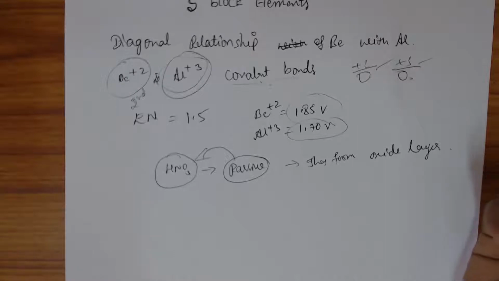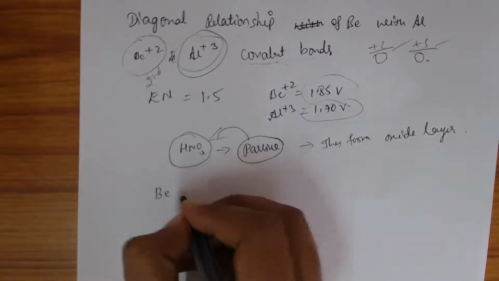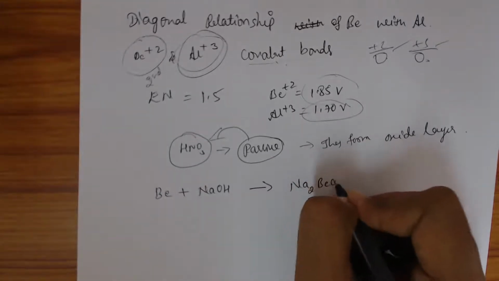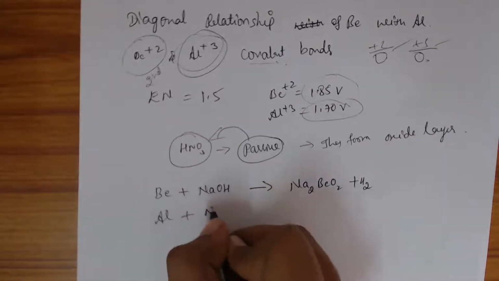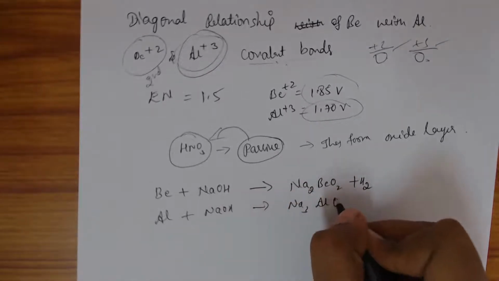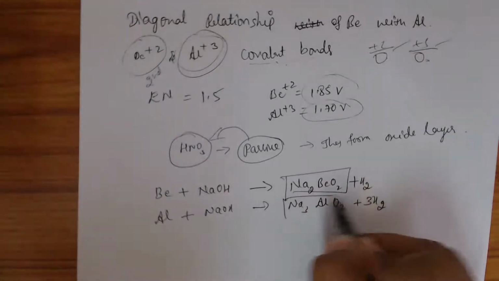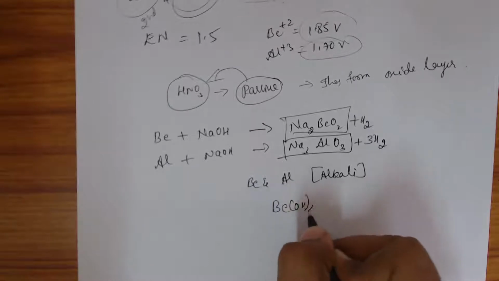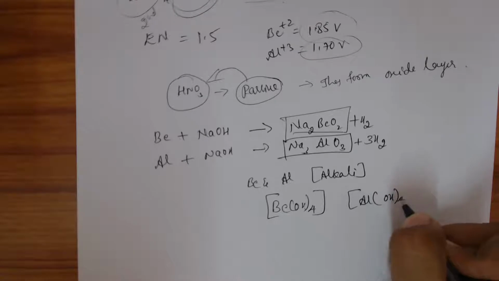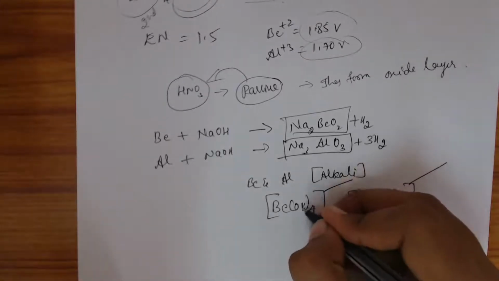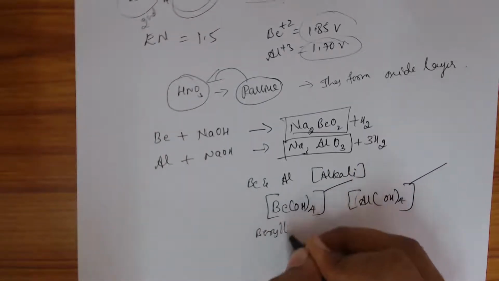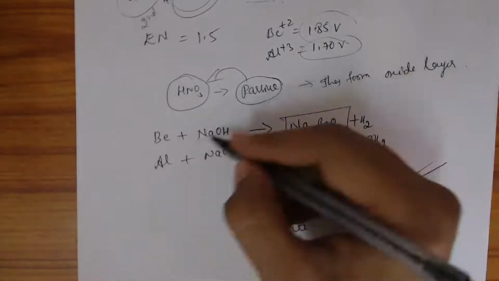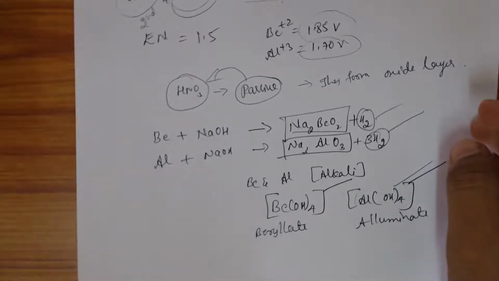The next one is both react with NaOH. Beryllium reacts with NaOH, so it forms what? Berylate ion, as I told you, Na2BeO2 plus H2. If aluminium reacts with NaOH, it also forms Na3AlO3 plus 3H2. So students, when both beryllium and aluminium react with alkali, they form complexes: this is berylate, this is aluminate. So like aluminium, beryllium also forms berylate ion, and aluminium forms aluminate ion when they react with alkalis. When they react with NaOH, they form H2, aluminium also forms H2, beryllium also forms H2.